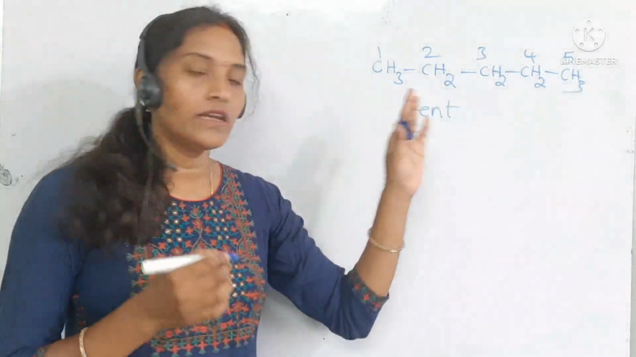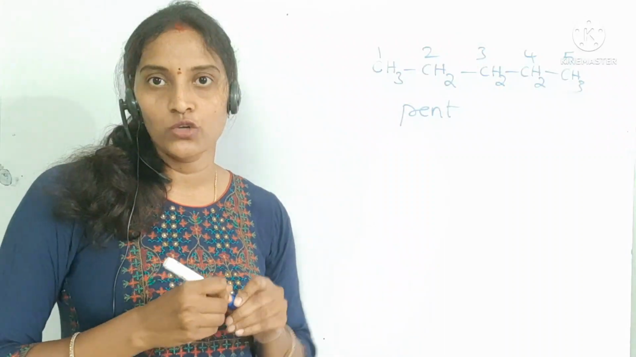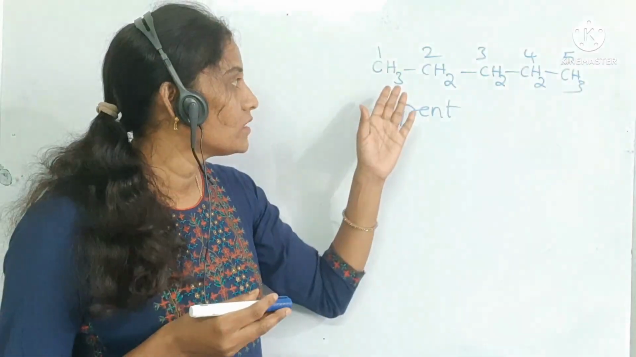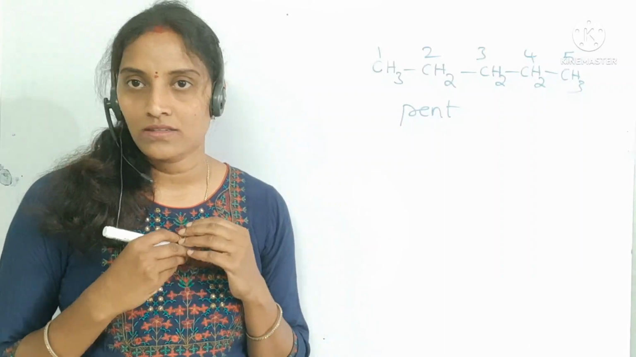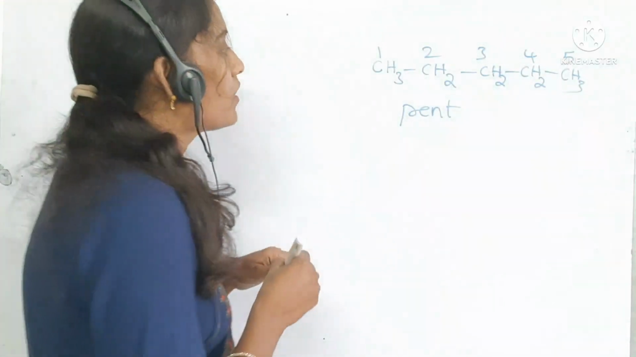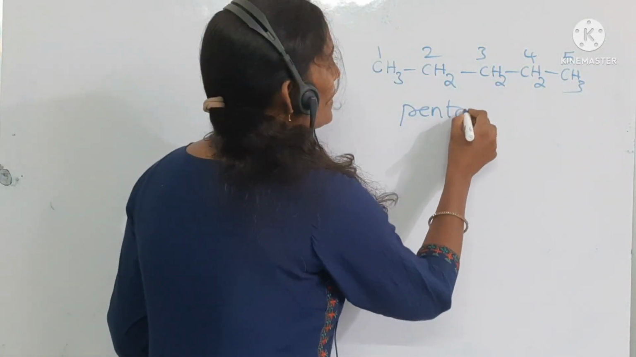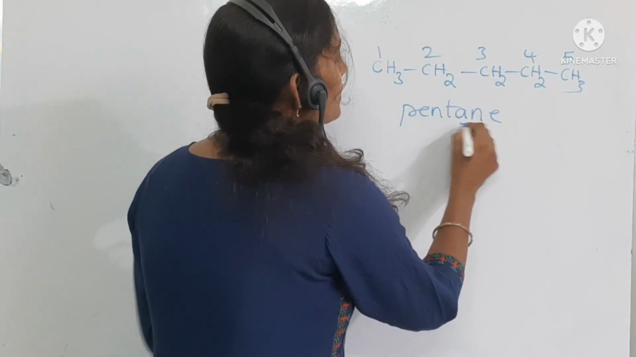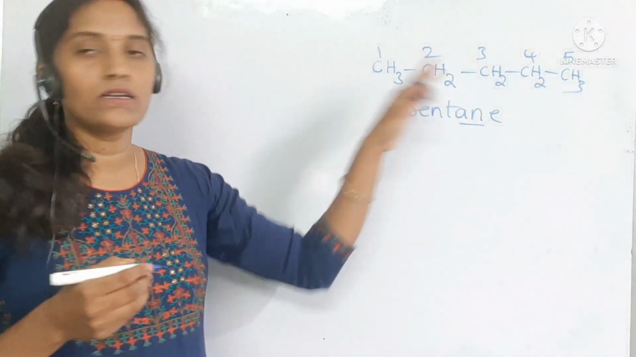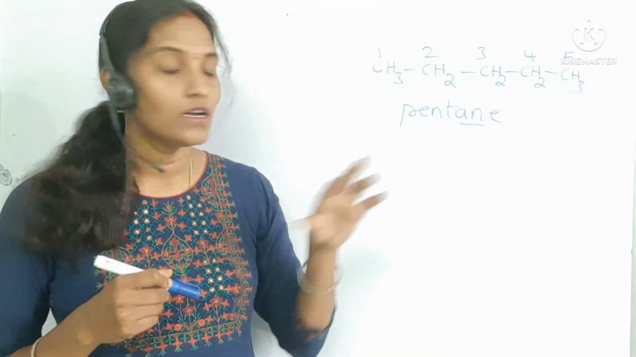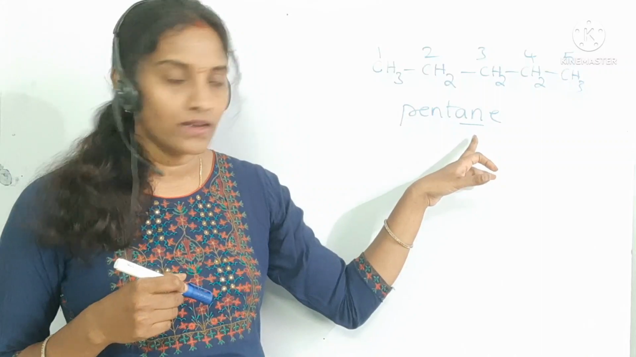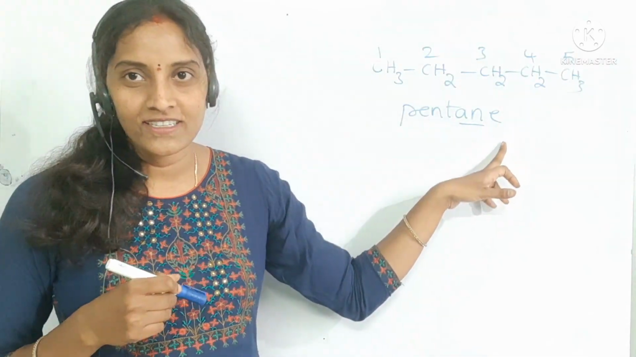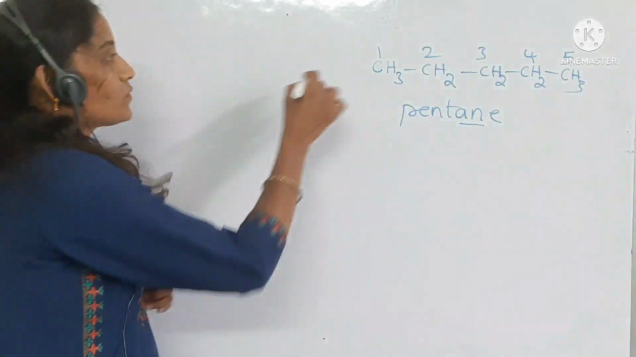See, are there any functional groups or any substituents? There are no other functional groups or substituents. So we can call it directly pentane. See here why I am writing ane: all are single bonds. So here the primary suffix is ane, and e is the secondary suffix. Okay, this is one example.